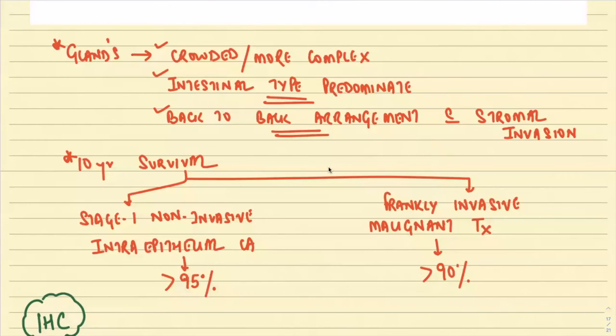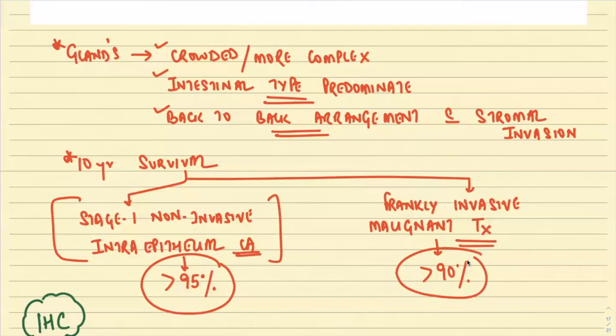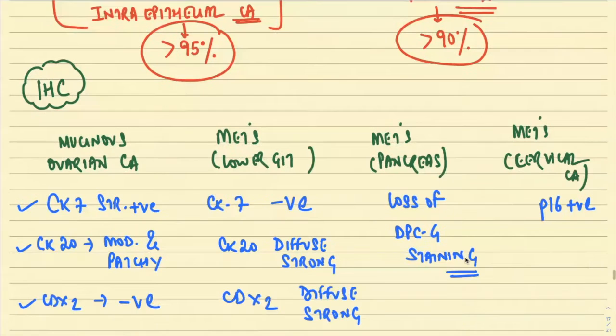The 10-year survival of the stage 1 non-invasive intraepithelial carcinoma is more than 95%, and even in the frankly invasive malignant tumors, the survival is more than 90%. So they have a very good prognosis.